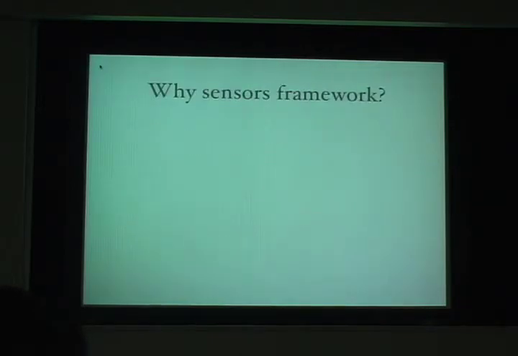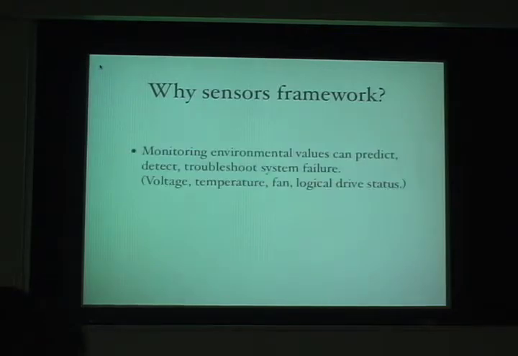So why a sensor framework? Well, monitoring environmental values can predict, detect, and troubleshoot system failure. So, for example, if just one fan fails, then the system will still run fine, because, for example, you have an additional fan if you have many fans. But if too many fans in the system fail, then the whole system may overheat. For example, the CPU clock may be decreased automatically to prevent damage to the CPU, and the system runs slow.